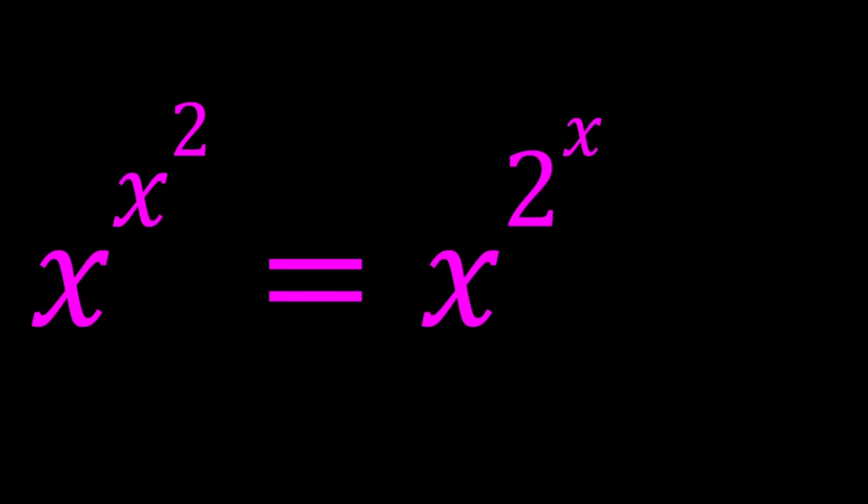Hello everyone. In this video we're going to be solving a nice exponential equation, a very nice exponential one actually. We have x to the power x squared equals x to the power 2 to the power x. Now we're going to be solving this equation for all types of solutions like real, and then we're going to look at a graph at the end. And the results might be a little surprising. Anyways, let's get to work.